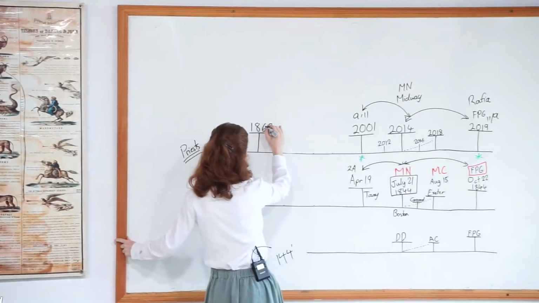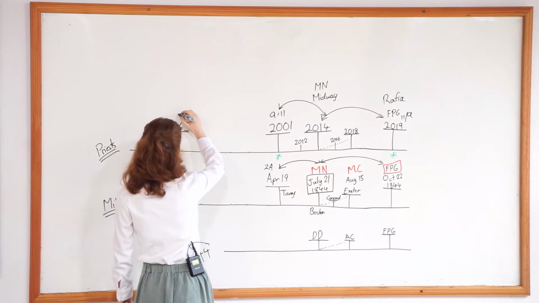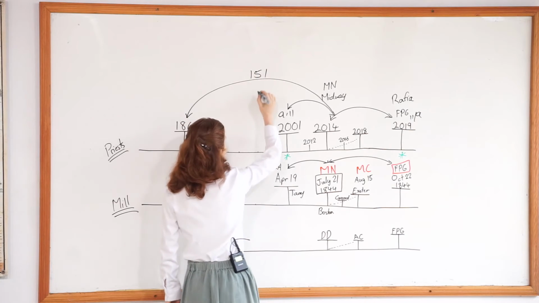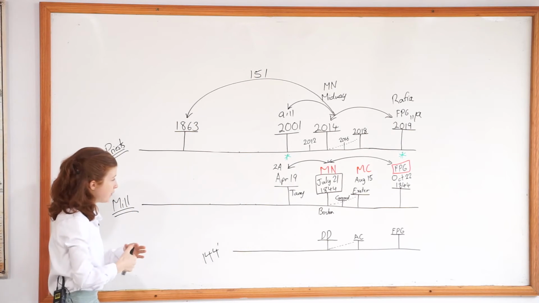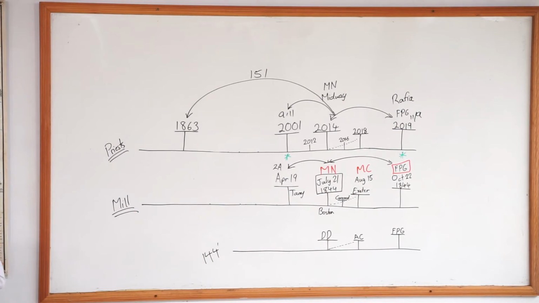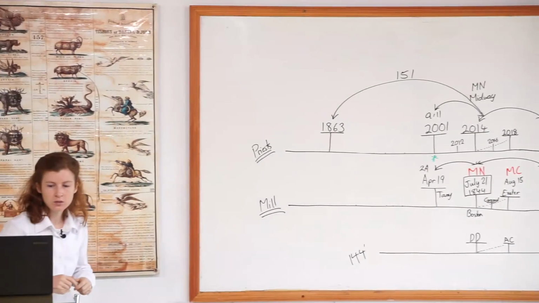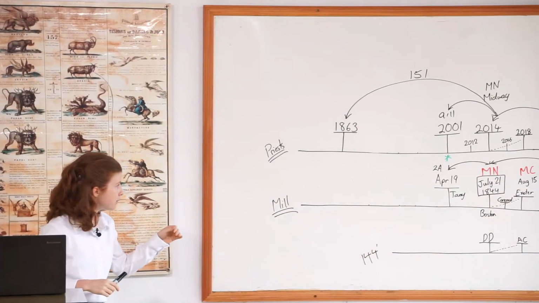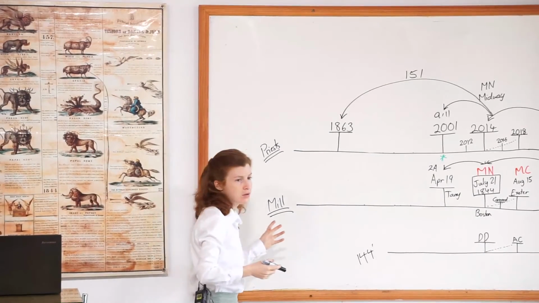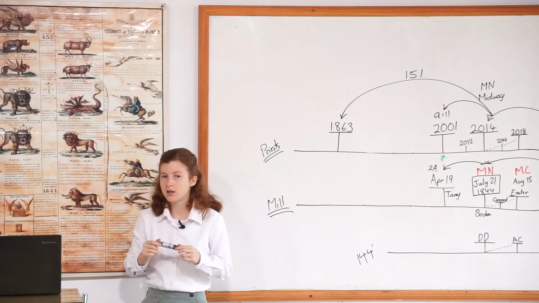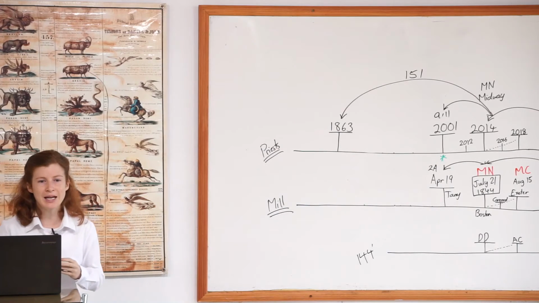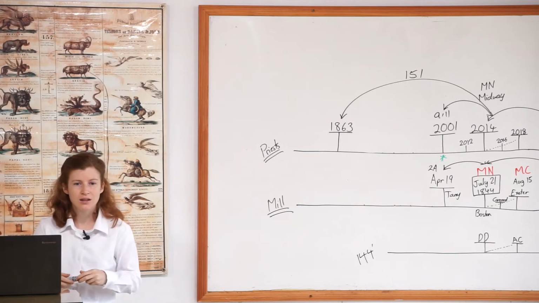And as we began to look at yesterday, the 151 takes us back to 1863. This is one of the structures that was put in place to predict 2014. You can mark these two numbers. And 1863 is what? Sister Rosie. What's happening in 1863?